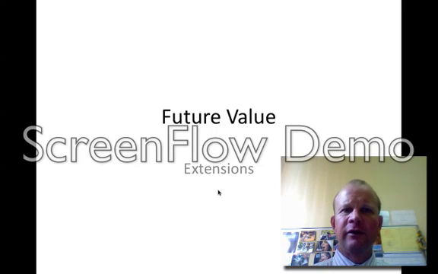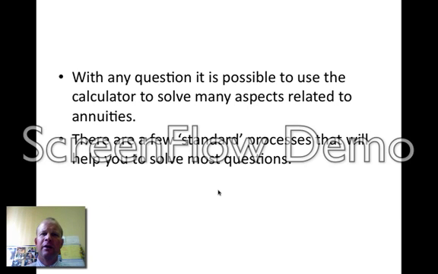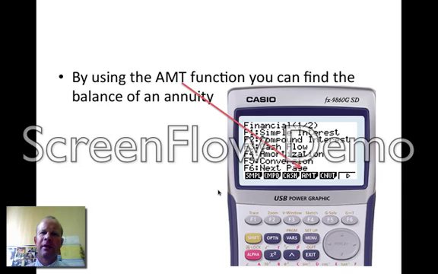Hello, this little section will show you how to use the amortization feature of the graphics calculator. It allows you to do some more complex things with future value annuities. With any question, it's possible to use the calculator to solve many aspects of it, and it gives you great flexibility to work out different things to do with interest, balances, outstanding balances, and things like that.